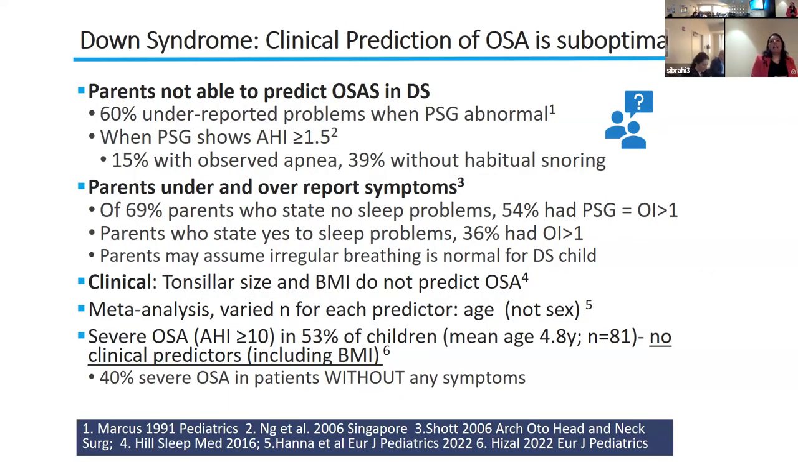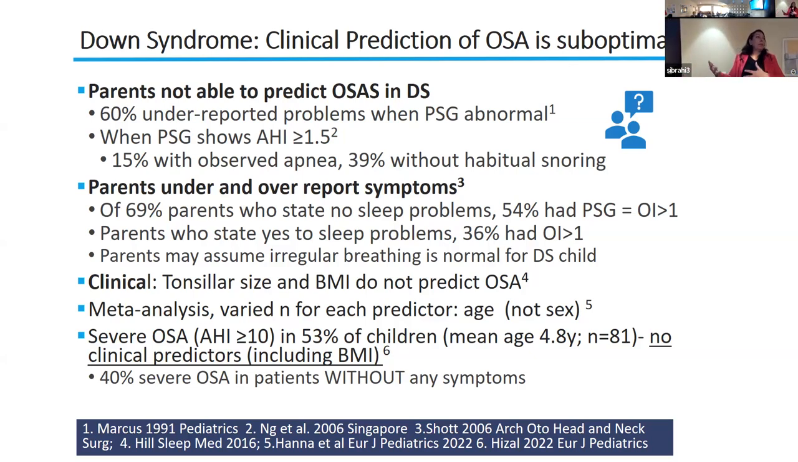So I'm going to start with some data. What can we do to mitigate sleep apnea? What can we do to really look for it and screen for it? It turns out parents are unable to predict sleep apnea. If we ask them about sleep apnea symptoms, they're underreported, and then when we do a PSG, there are a lot that have apnea. When you ask them retrospectively, 15% observe apnea and 39% report habitual snoring. This kind of data is also seen in adults. Symptom-based screening doesn't really work very well. Although some of those typical symptoms are there, you're going to miss them if you just do symptom-based reporting. Parents also under- and over-report symptoms.